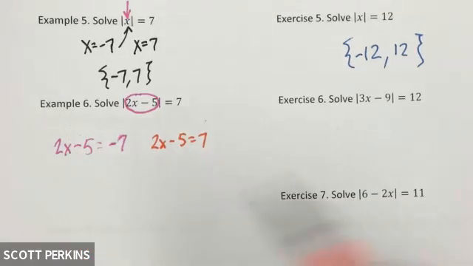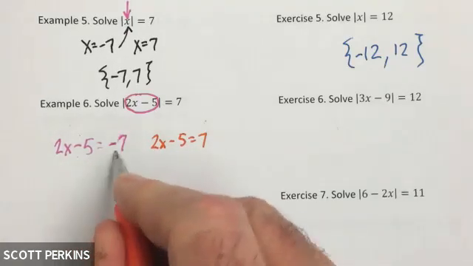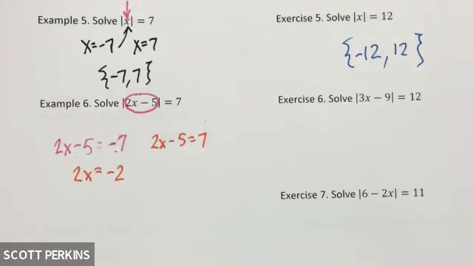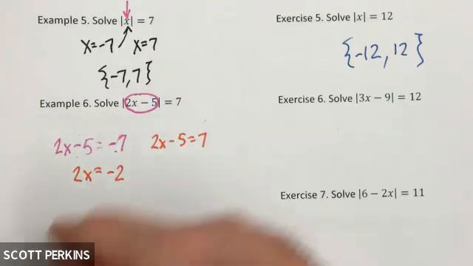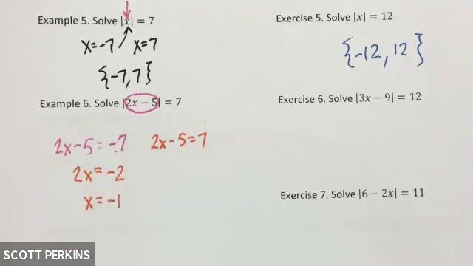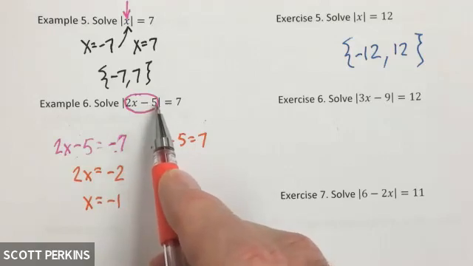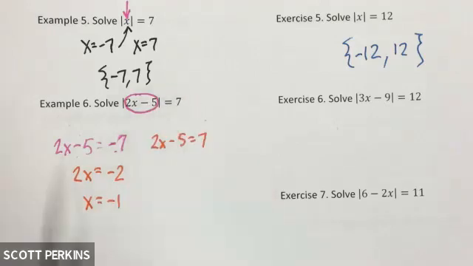And now I'm going to solve these 2 cute little linear equations. I add 5 to both sides, and I get 2x is equal to -2. I divide both sides by 2, and I get x is -1. There's my first solution. And you can always check. Grab your calculator. 2 times -1 is -2. -2 minus 5 is -7. Absolute value of -7 is 7. There we go. It checks out.